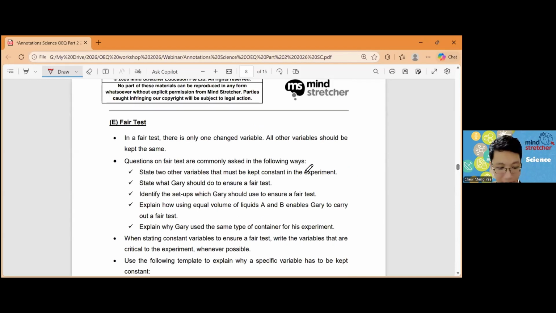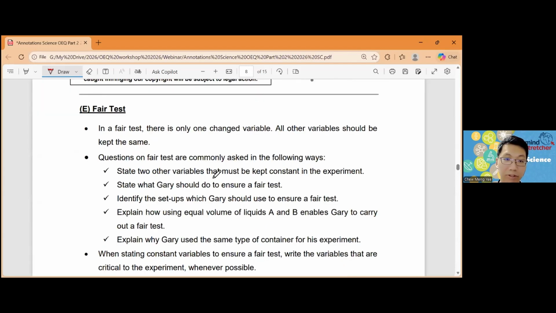Now, just now one of you already mentioned, fair test is when there's only one changed variable. So for a fair test, all the other variables should be kept the same. There's only one variable that you intentionally change for the experiment. If you change more than one, then your experiment is not fair and you cannot really determine anything.